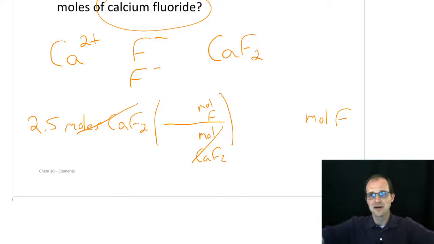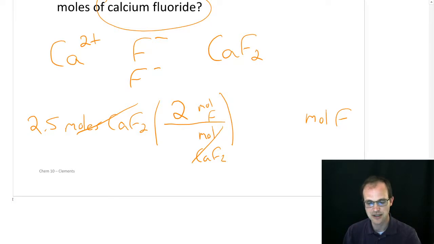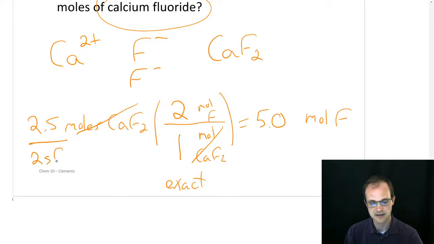I don't know. I can't count in moles. But it's the same concept as how many fluorines are in a calcium fluoride. And you're like, well, the formula there says 2. Right? So there's 2 fluorines for every 1 calcium fluoride. Numbers stay attached to their units. There are 2 fluorines for every 1 calcium fluoride. You multiply that out and you get 5.0. Again, these are exact here. So I had 2 sig figs in my starting number. I have an exact conversion. And I find that there's 5 moles of fluorine atoms in 2.5 moles of calcium fluoride.